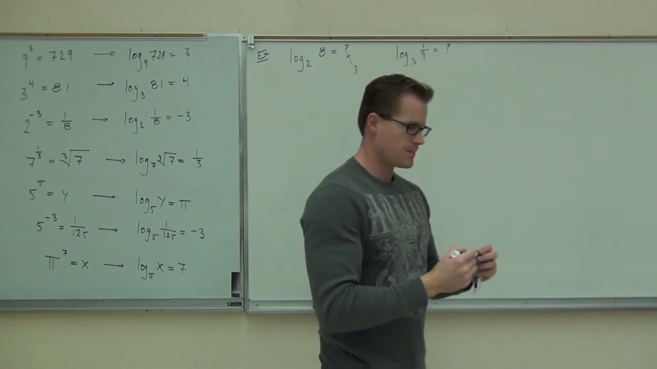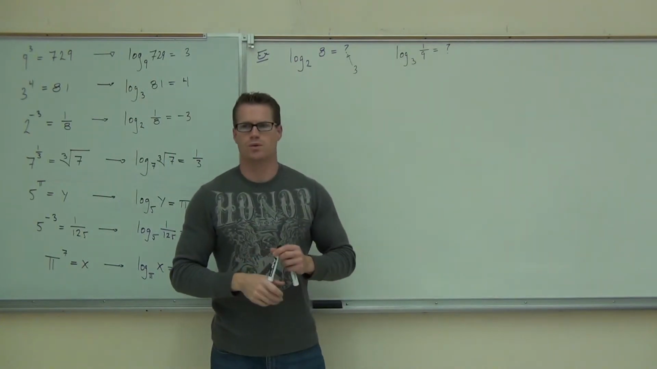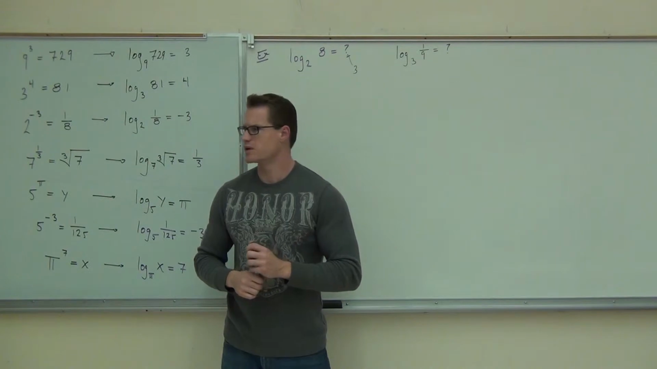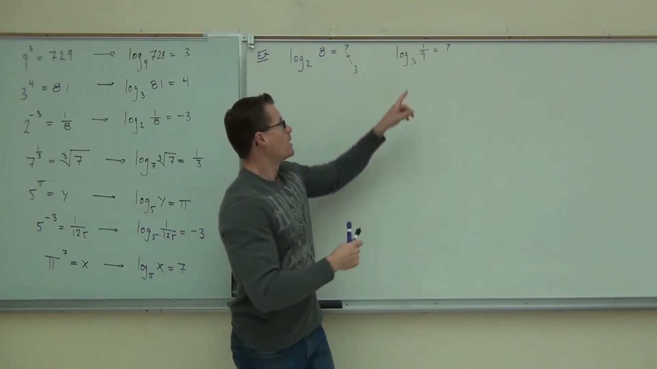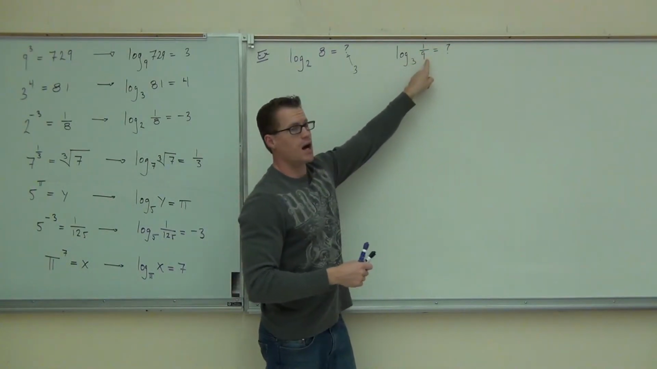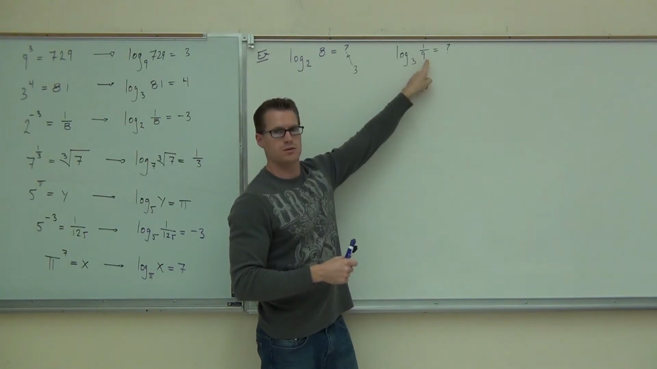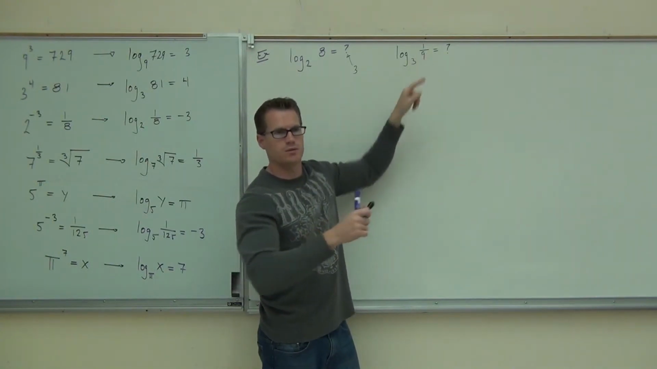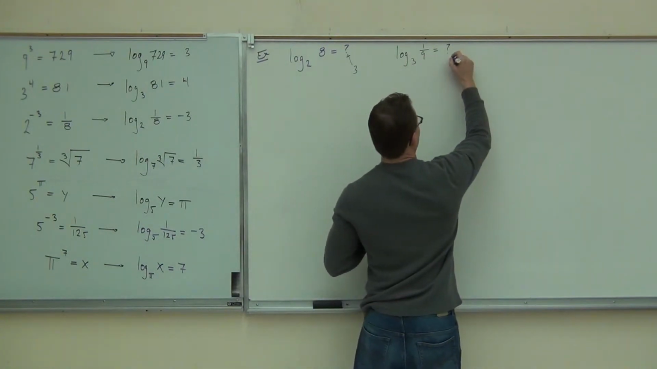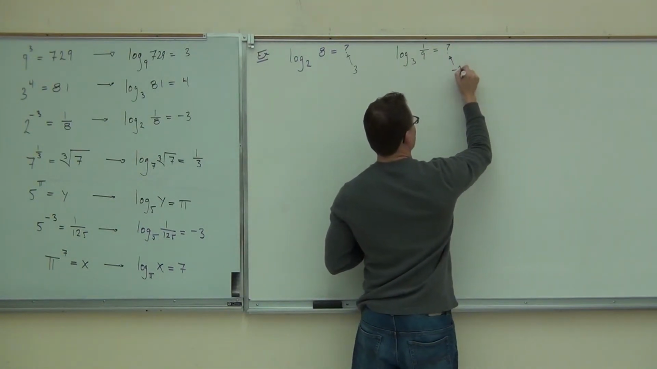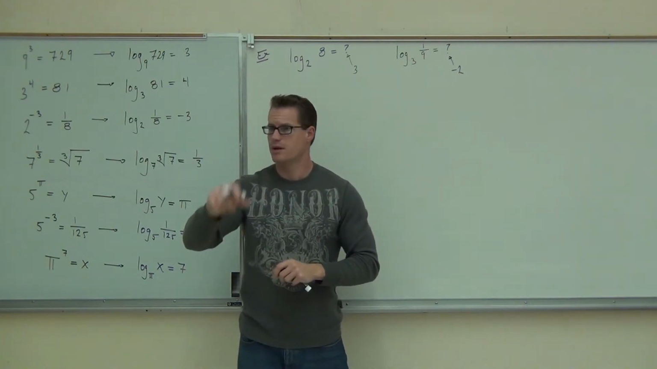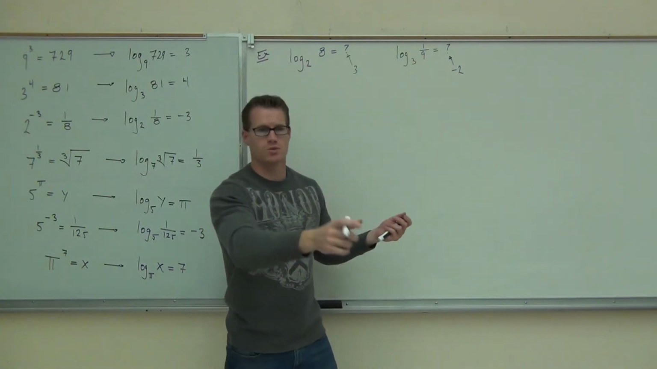Log base 3 of 1/9 equals what? Oh. Well, here's how you think about this. 3 to what power gives you 9? 2. But it's on the bottom of a fraction. It's going to be negative 2. You see why it's negative 2? 3 to the negative 2. That's going to give you 1/9. That negative will move to the bottom of a fraction. 3 squared is 9.